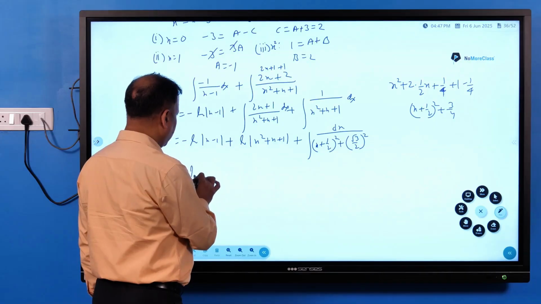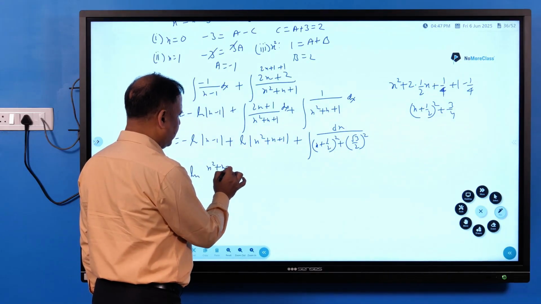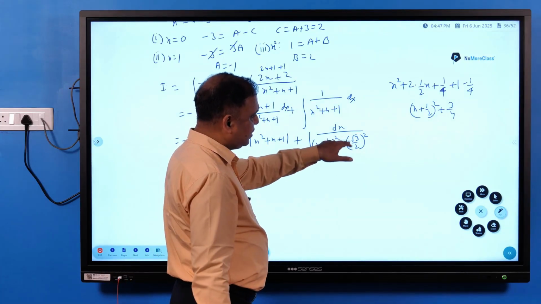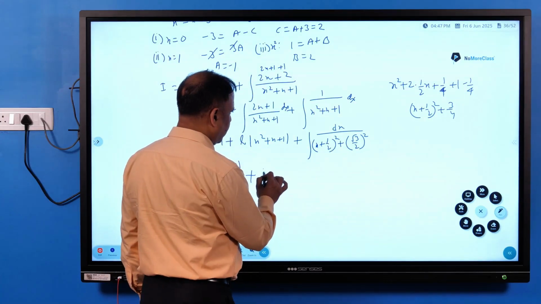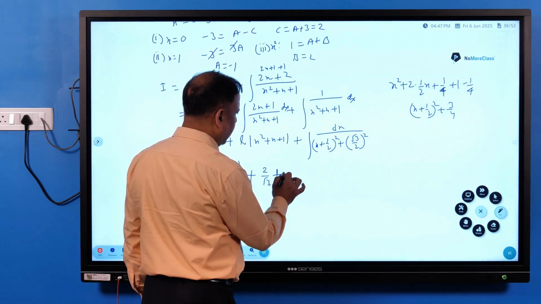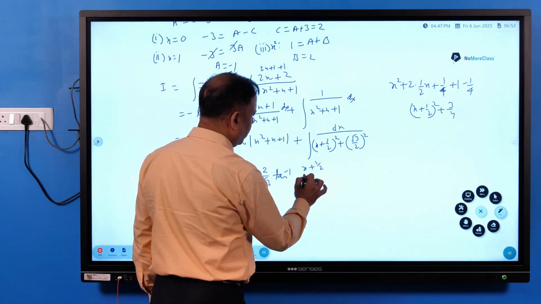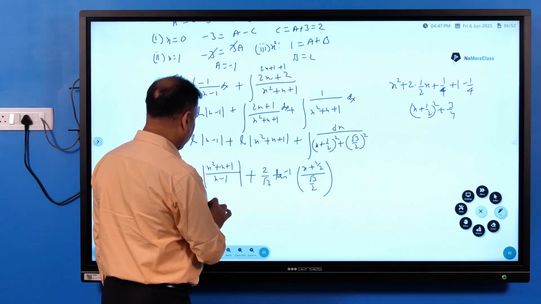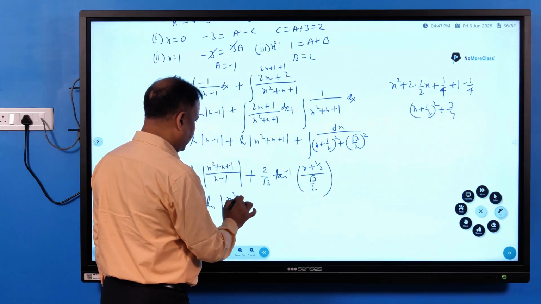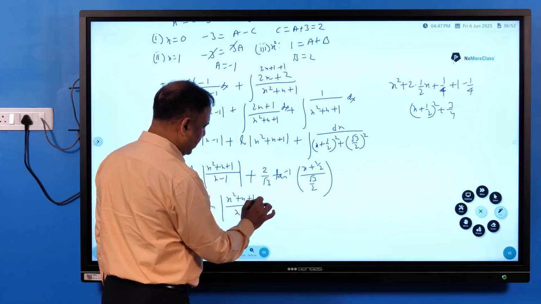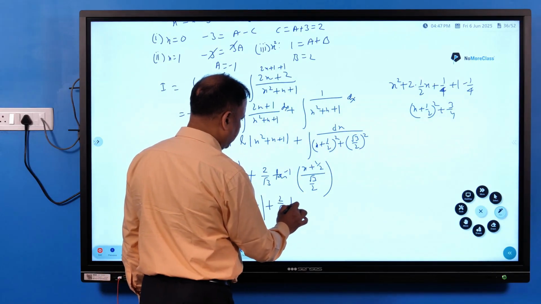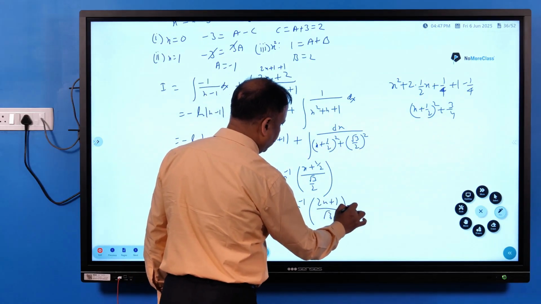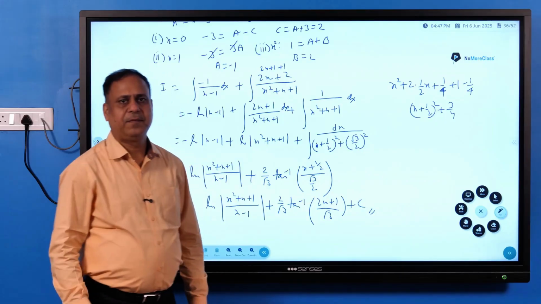So this is log((x² + x + 1)/(x - 1)) plus, now a is √3/2, so 1/a is 2/√3, tan⁻¹((x + 1/2)/(√3/2)). The 2 will cancel. So the final answer you can write: log((x² + x + 1)/(x - 1)) + (2/√3) tan⁻¹((2x + 1)/√3) + C. So this is the final answer. Thank you.